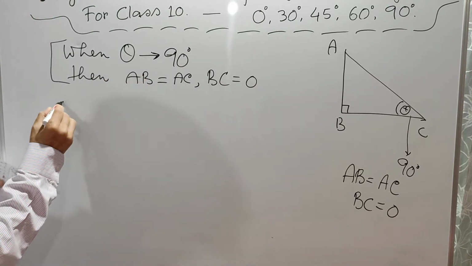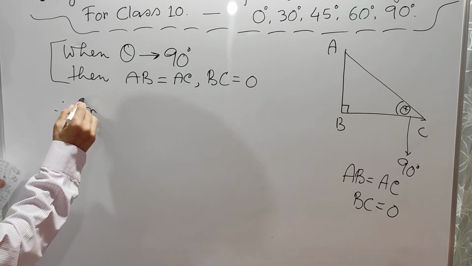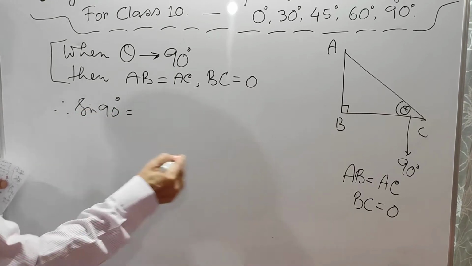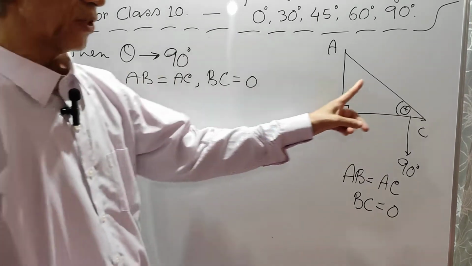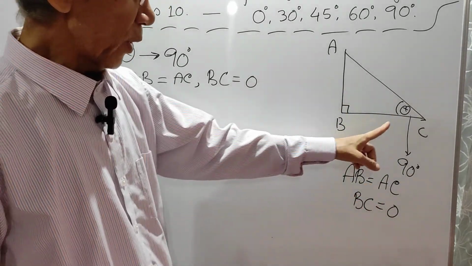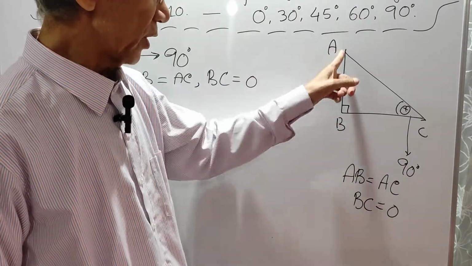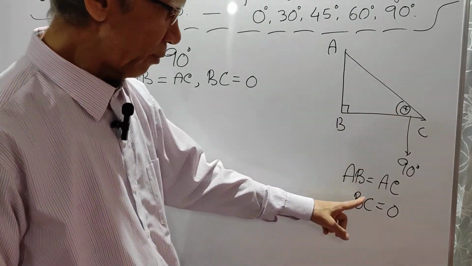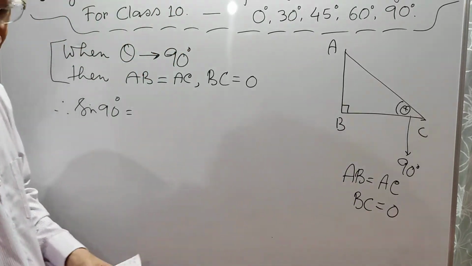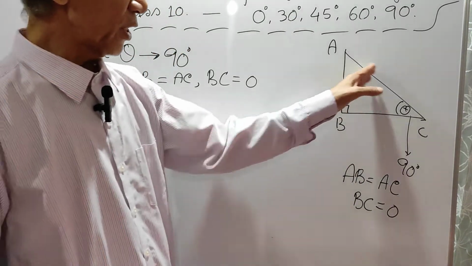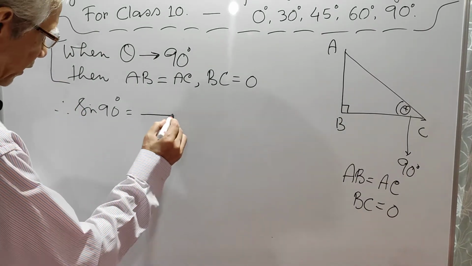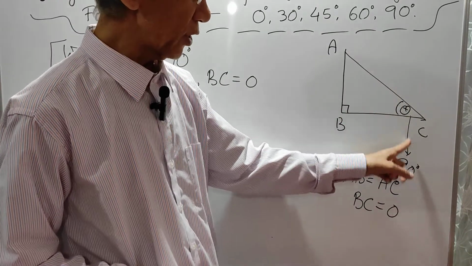Now sine of 90 degrees, cos of 90 degrees, etc. I hope this part is clear. So when this is 90 degrees, AB equals AC and BC equals 0. Here we did not use any x, it is not necessary. Now sine of this angle which is 90.